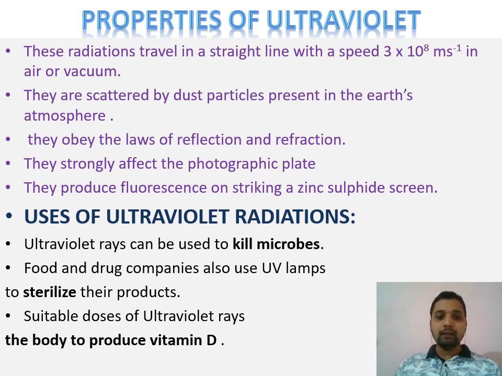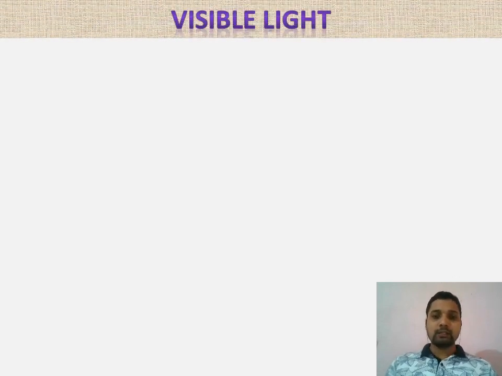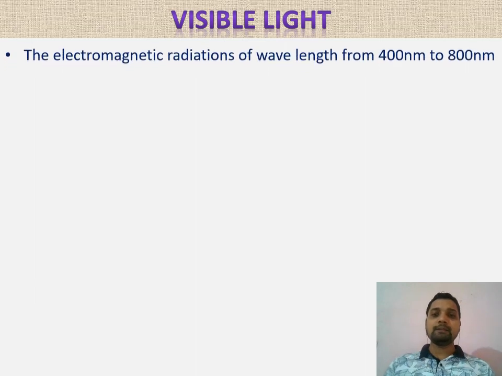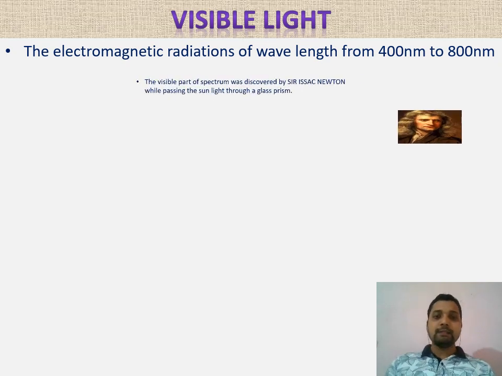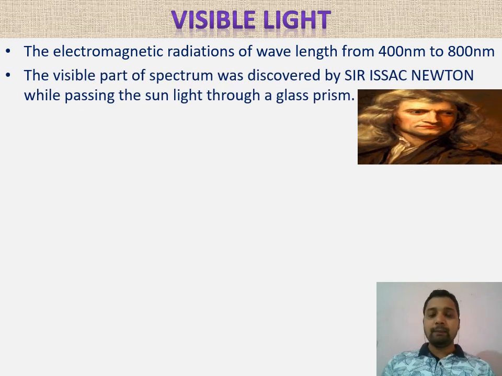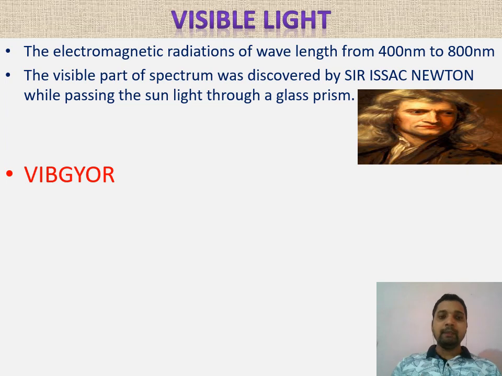Coming to the next electromagnetic wave on our list to discuss, the visible light. Visible light, we know, with the colors which are visible to us, is the visible light. Visible light has a wavelength range of 400 nanometer to 800 nanometer, or 4000 angstrom to 8000 angstrom. This visible light was first discovered by Isaac Newton when he passed sunlight through a glass prism. VIBGYOR is the increasing order of wavelength for visible light, which we see in a rainbow.